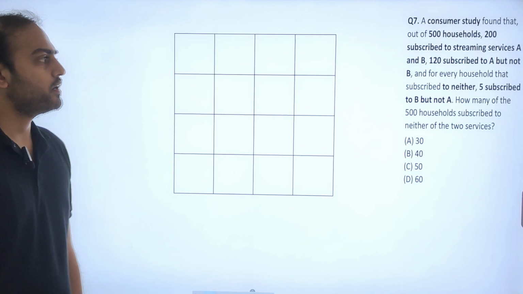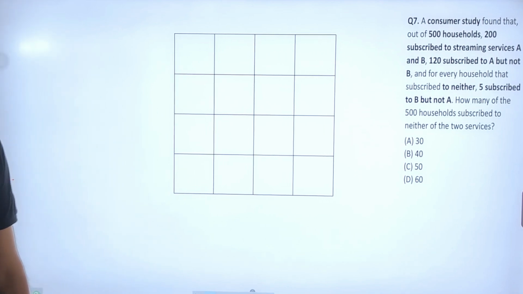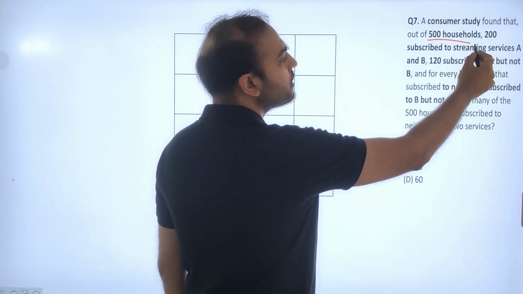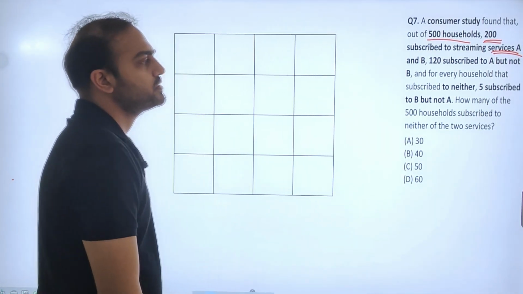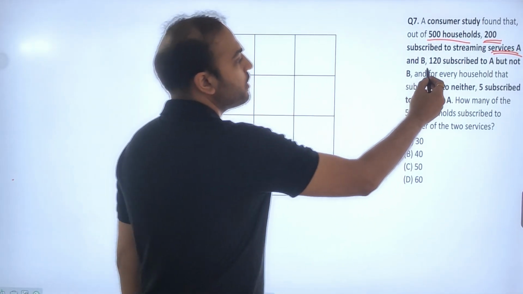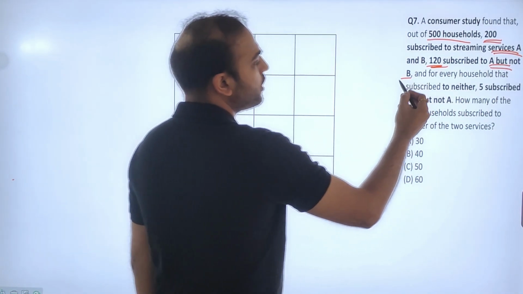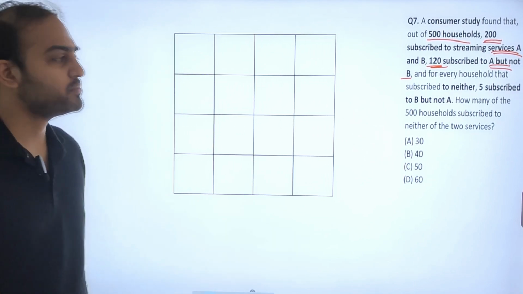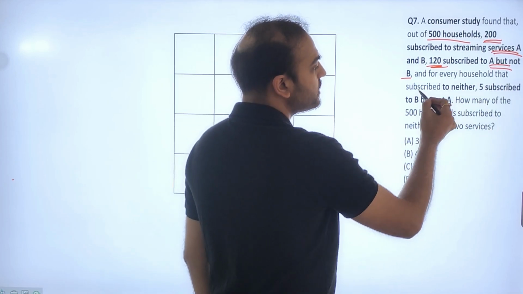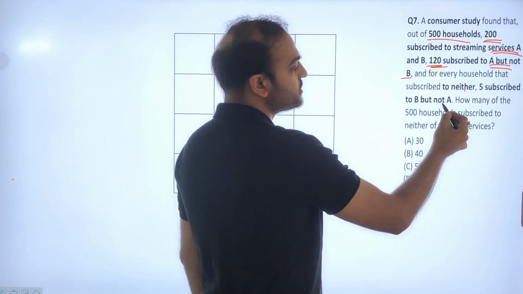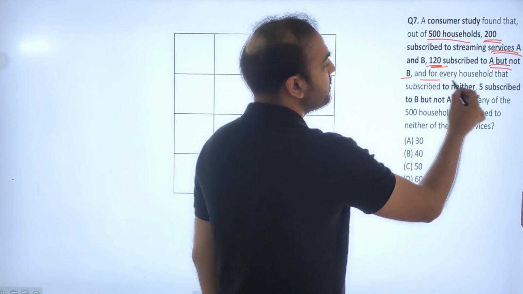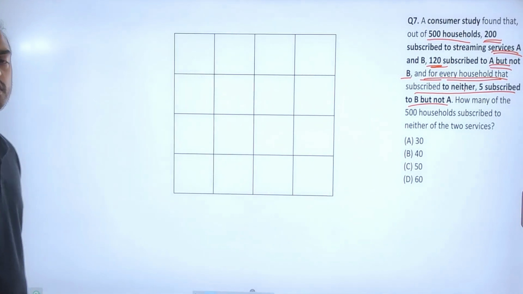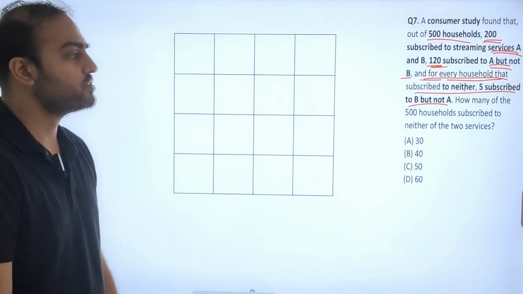Alright, I hope you have read the question carefully. So they say there are total 500 households. Simple. 200 stream service A, that is also okay. 120 A but not B, that is also fine. Now this line is super important. This line is the game changer. For every household that subscribes to neither, 5 subscribe to B but not A. We'll come back to this when we fill our table, but that line is where we need to focus a lot.